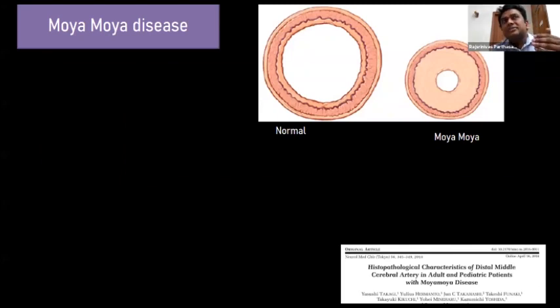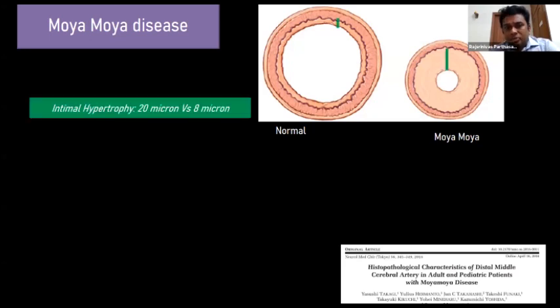Now that we have discussed the three diseases which we commonly confuse, we go on to Moyamoya disease. And it's very interesting to know about what happens in the wall of the Moyamoya. So the first and foremost thing is, I discussed there is intimal hypertrophy. So the normal vessel is half the size, the intima is half the size. It's 8 micron as opposed to 20 micron in the diseased intima in the Moyamoya disease.